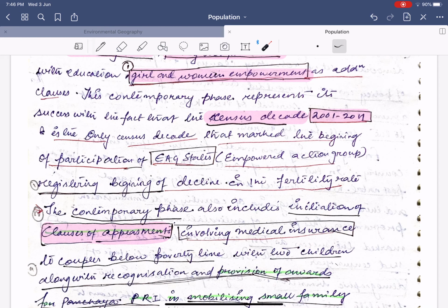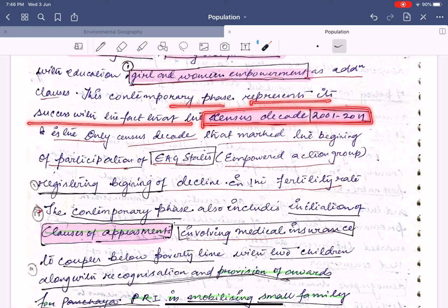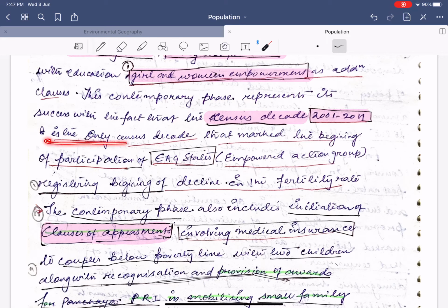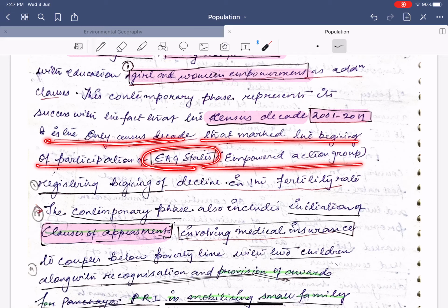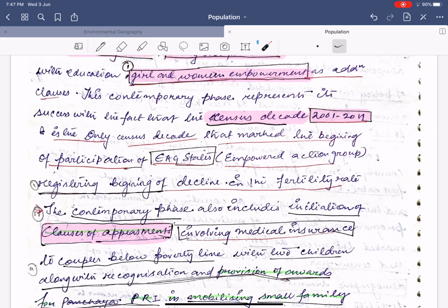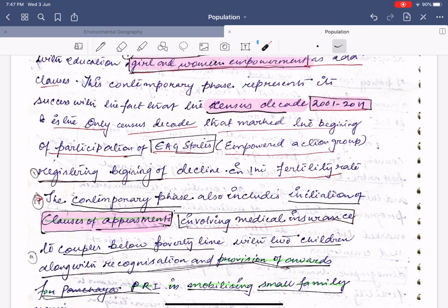This contemporary phase represents its success with the fact that the census decade, that is 2001 to 2011, is the only census decade that marked the beginning of the participation of the EAG. What is this EAG state? EAG state is nothing but your Empowered Action Group state. What are these Empowered Action Group states? The same Hindi heartland states that we called the Bimaru are now called the EAG, the Empowered Action Group States. They began registering a decline in the fertility rate.